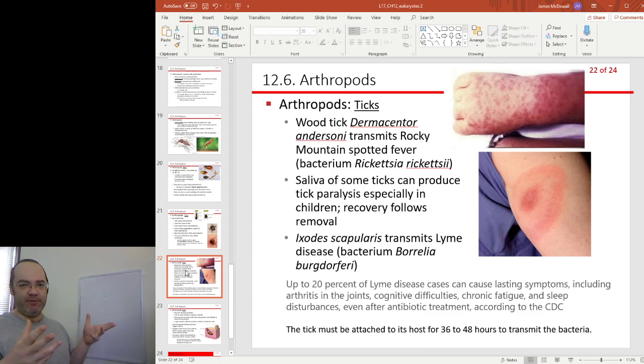The tick bites and the host is paralyzed. Maybe it's another mechanism that ticks have to prevent being removed. If you can just suck the blood of an unresponsive host, then you can eat for as long as you want. Typically, when you remove the tick, the kid gets better. Lyme disease, another bacteria that can be transmitted by ticks.